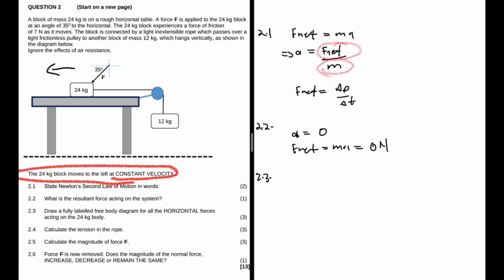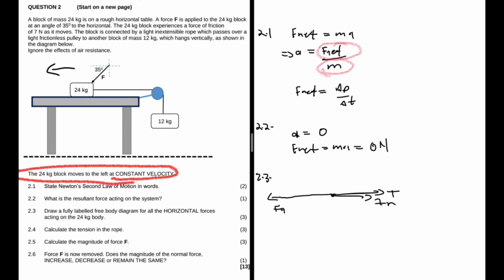2.3 says draw a fully labeled free body diagram of all the horizontal forces acting on the 24 kg body, right? So that's our free body diagram there. And then we have the tension as a consequence of the string attached to the 20 kg block. We also have friction that is going to the right because our object is said to be moving to the left. And then our force applied is also to the left. So we have force applied here.